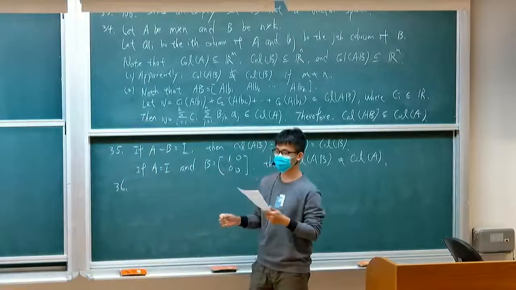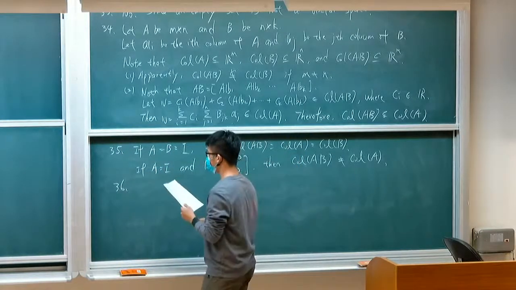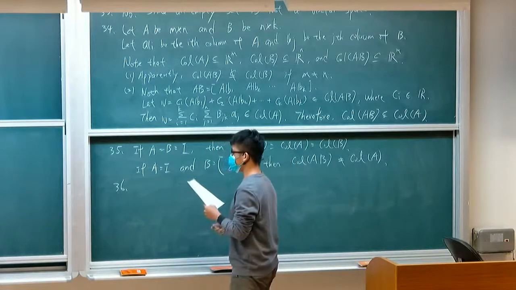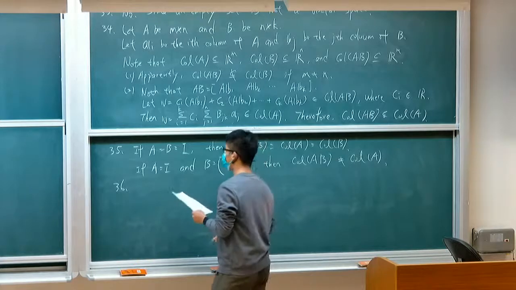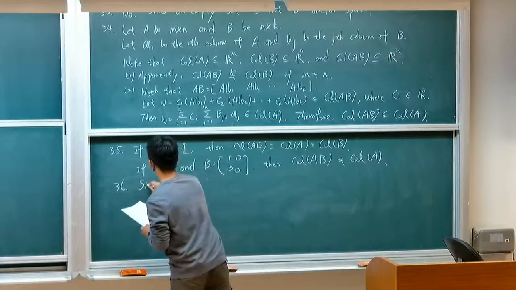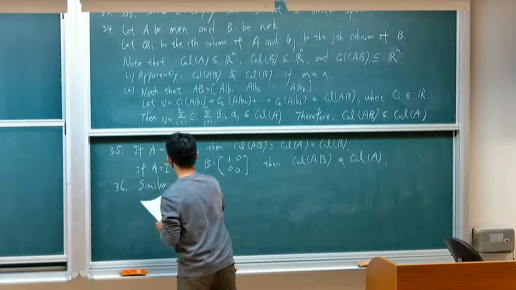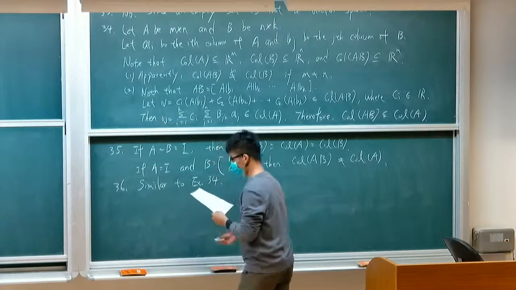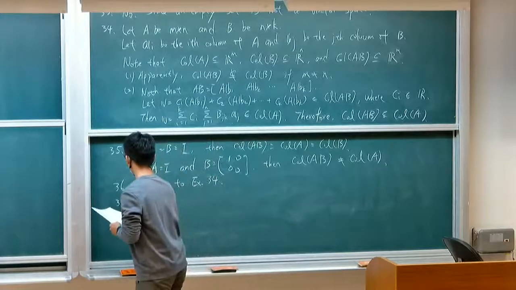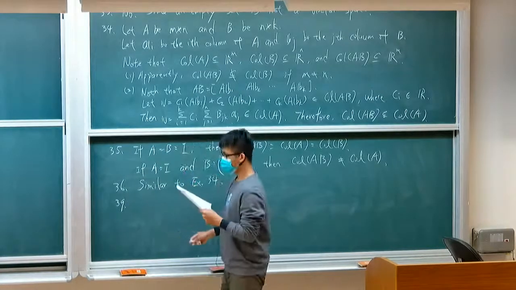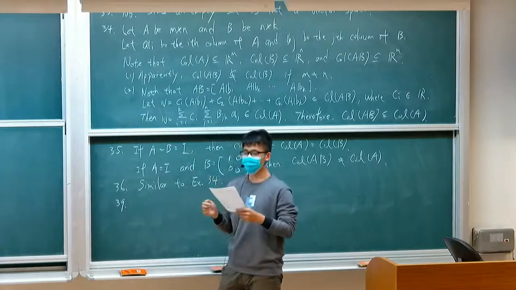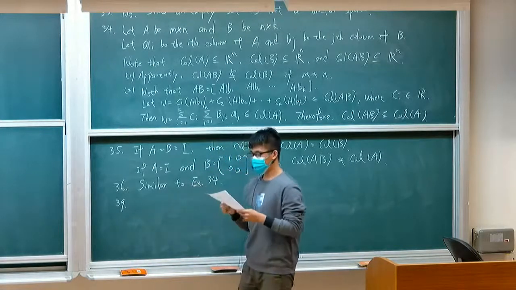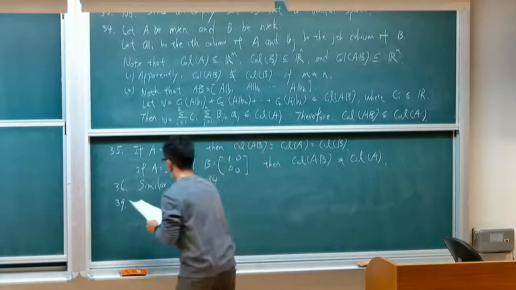This problem is similar to exercise 36. If you take the transpose of AB, then you can just use exercise 34 to prove it. Similar to exercise 34. This exercise is just about the definition of column spaces, row spaces, and null spaces. So I will leave this problem to you.